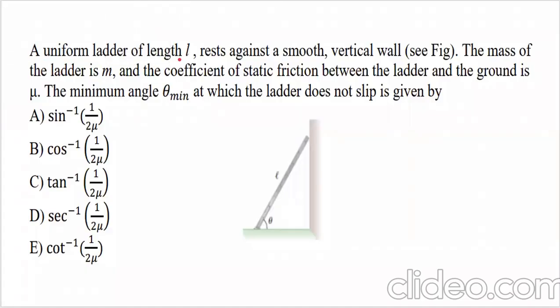A uniform ladder of length L rests against a smooth vertical wall. The mass of the ladder is m, and the coefficient of static friction between the ladder and the ground is mu. The minimum angle at which the ladder does not slip is given by. Here you have been given 5 options and you have to choose the right one.